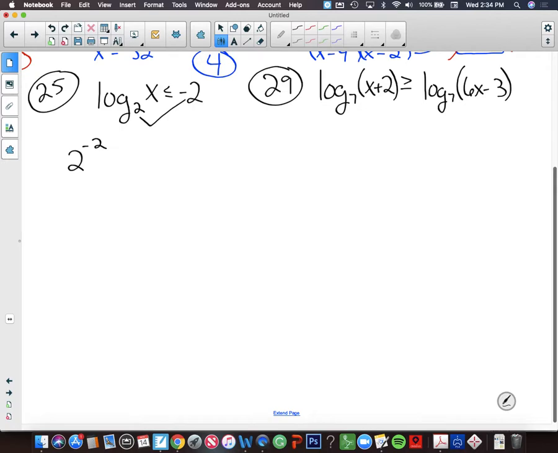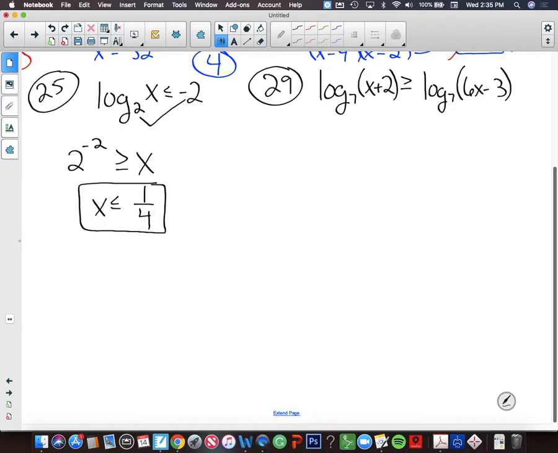And remember, your signs need to be pointing at the x all the time. So 2 to the negative 2 is going to be going greater than or equal to x, because we're going to be pointing at that x. We follow the x with the inequality signs. So we'll have, again, x is less than or equal to 1/4. Either way gets you to the same answer.